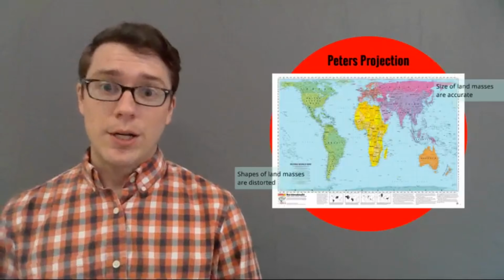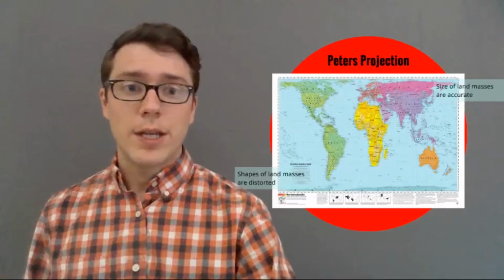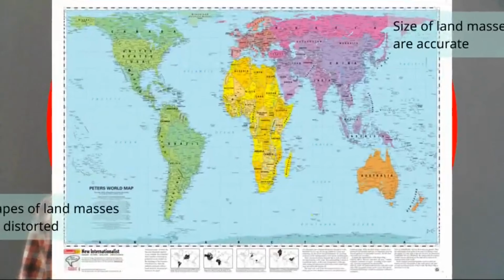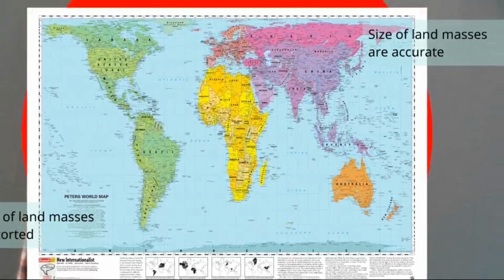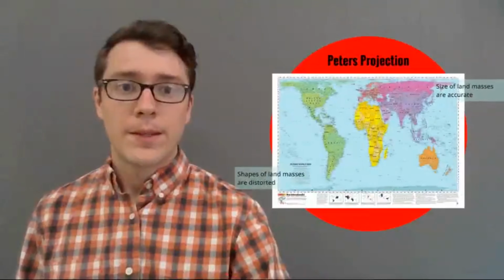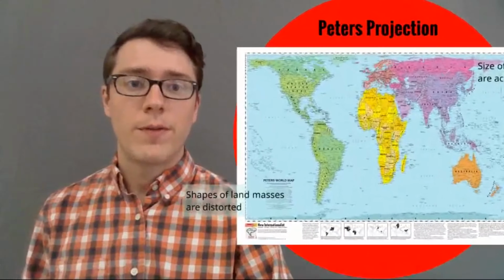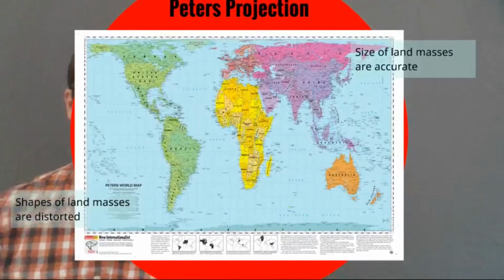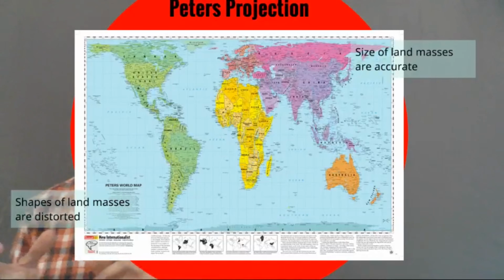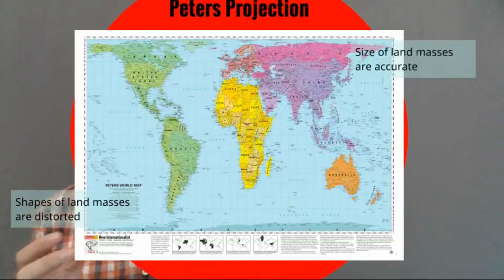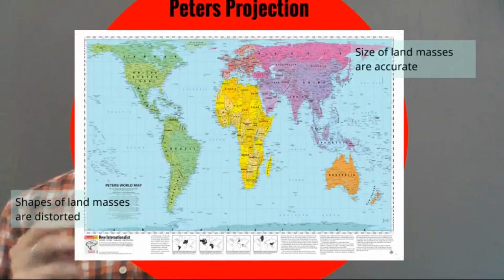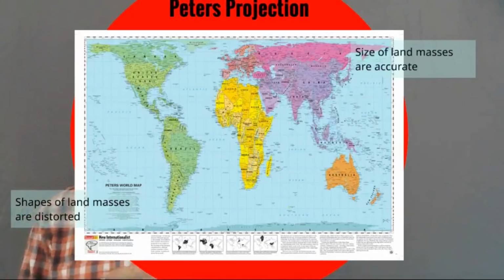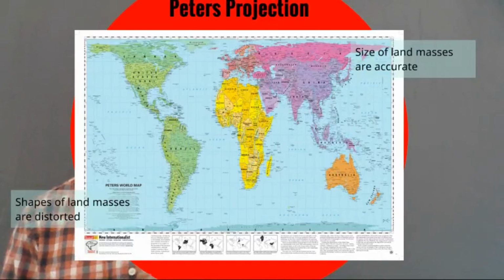The next one is the Peters projection. The Gall-Peters is the most accurate of land area of any map. The problem is that it looks very different than what we're used to looking at. So you can see the size of the land masses are accurate. Africa is as big as it's supposed to be. The poles look the way that they actually look on Earth, but it distorts the shape and the directions on the map.